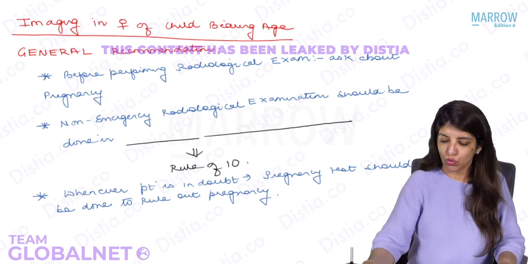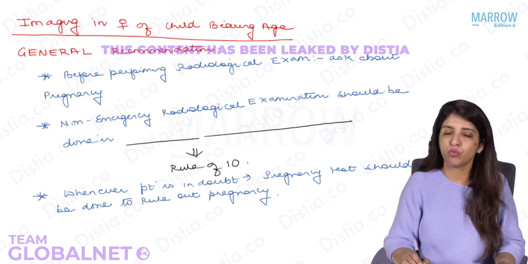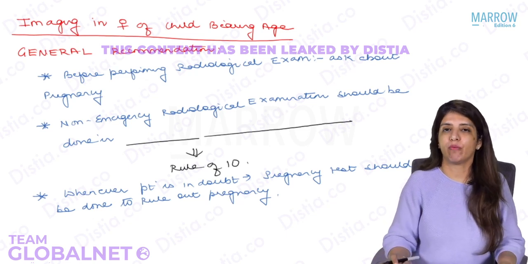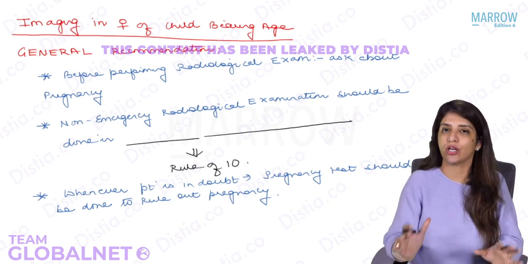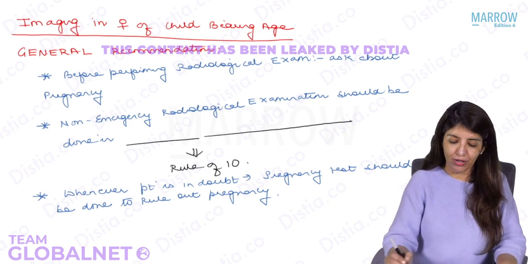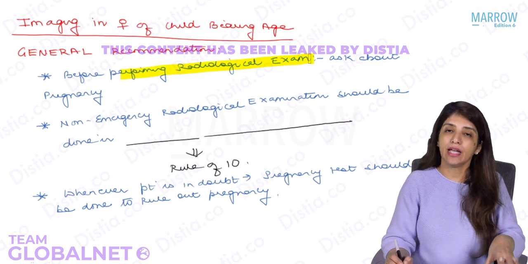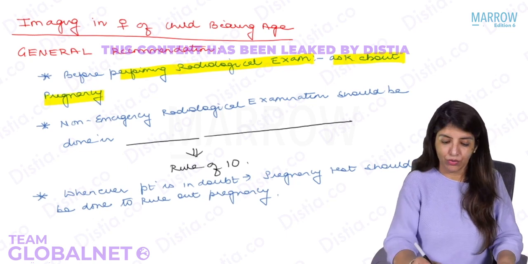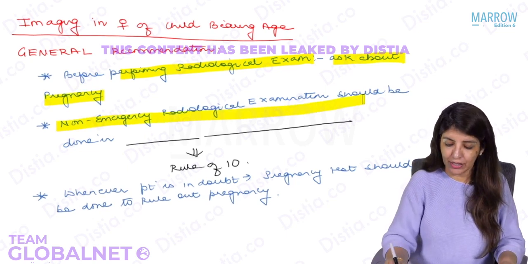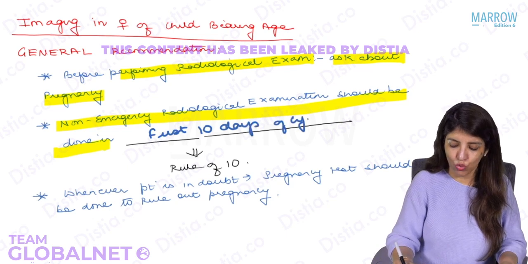Okay, now coming to imaging in a female of childbearing age. So just now the patient is not pregnant. Suppose a female of childbearing age comes to you and you have to do a chest x-ray. What is the general recommendation? The general recommendation is that before you perform any radiological examination in a patient of childbearing age, you should always ask about pregnancy. Now, the second thing is all non-emergency radiological examinations should be done in the first 10 days of the cycle. That is what is called the rule of 10.